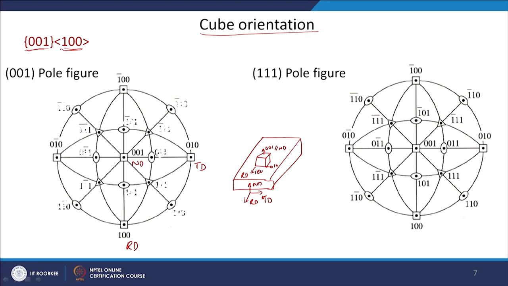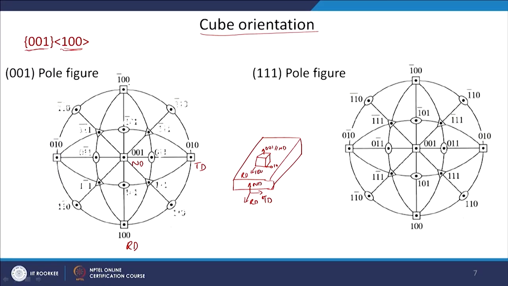Okay, so now if I have a cube orientation for my grain, and I want to plot a 001 pole figure, then that pole figure will look like this. So all my poles here, this one will be there, this one will be there, this one will be there, this one. So very nice symmetry will be visible to you. So this is my 001 pole figure.